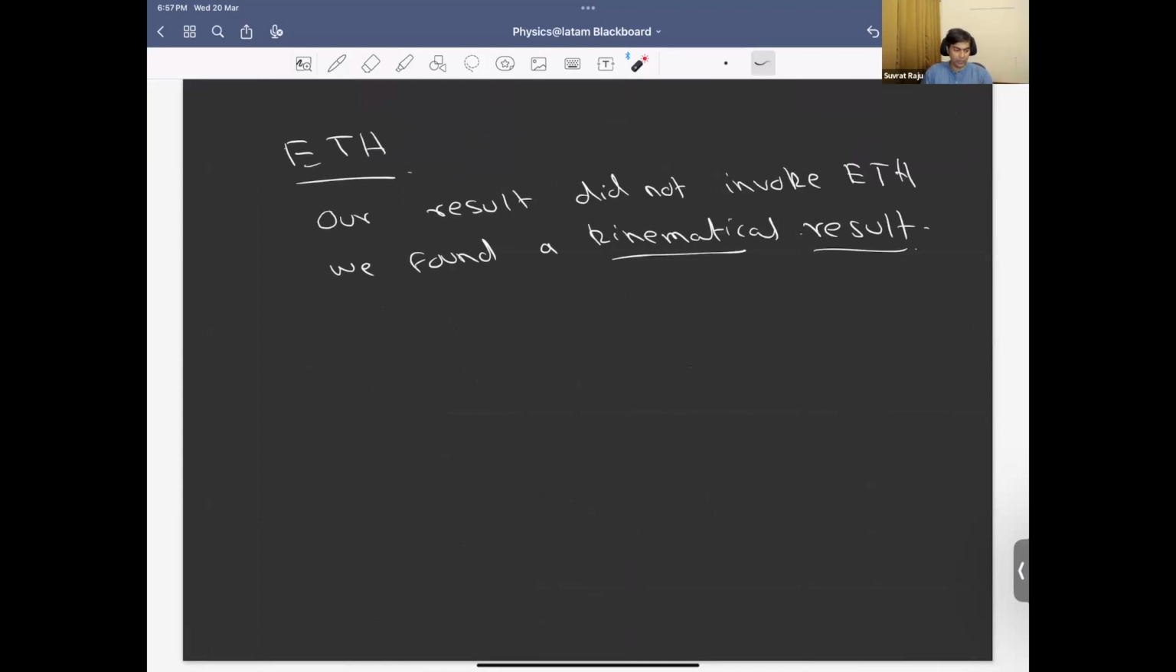Okay, good. So this is about the ETH. Let me also say one thing about the entanglement entropy. This is another thing.